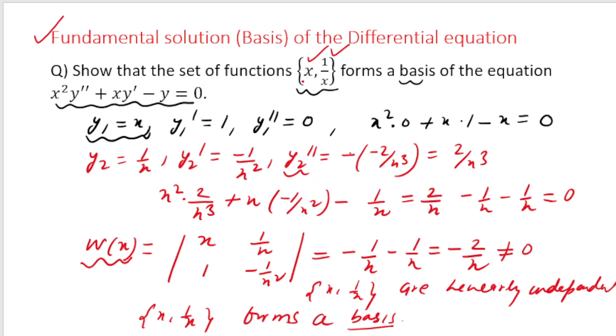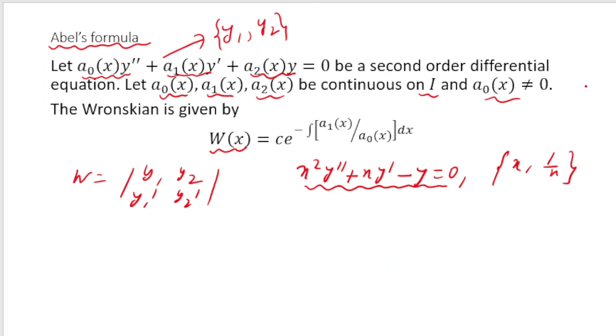Basically we have just shown in this problem that x and 1 by x form a basis of this. Means we know that x and 1 by x are solutions for this differential equation, right? But what I want to show is that if we know x and 1 by x, then we can certainly calculate the Wronskian. So what will be the Wronskian in this case?